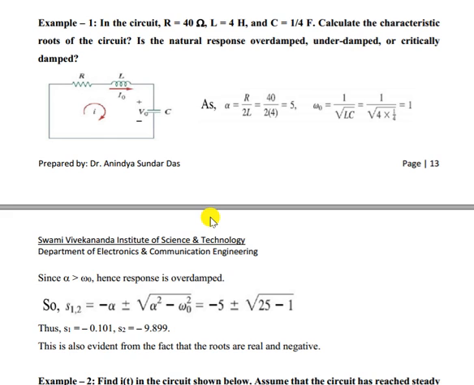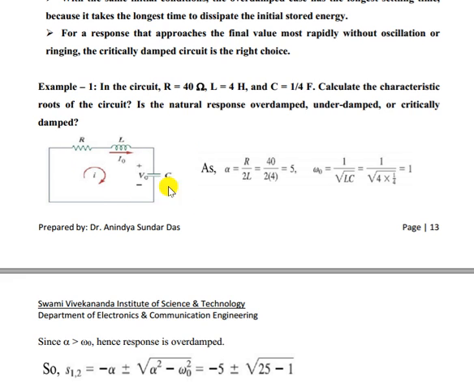Now let us see one problem. In this circuit we have R, L and C values given. Calculate the characteristic roots of the circuit, and determine whether the natural response is overdamped, underdamped or critically damped. Very simple problem. This is a series RLC circuit. First we have to see whether it is series or parallel, because for parallel the formula is different, which we will come to know later. If it is a series connection, then alpha equals R by 2L and omega 0 equals 1 by root of LC. So we put the values of R, L and C and get alpha and omega 0.